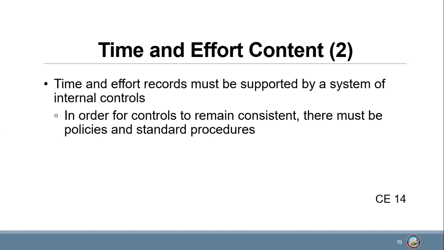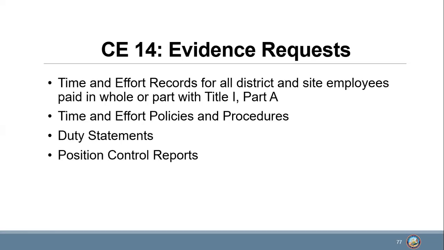It's worth mentioning, before I move to C14 evidence, that if your review has a fiscal monitoring portion, this item will be deferred to them, so we don't make your work duplicate. So if we have an FM, or fiscal monitoring, portion for your LEA, we defer this item to them. What are the evidence requests?